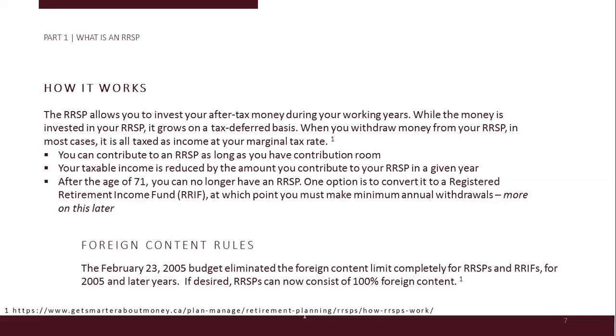Now, time for a fun fact. Did you know that there used to be restrictions about holding foreign content in your RRSP? That is, securities and funds in companies that are not Canadian. But the February 23rd, 2005 budget eliminated the foreign content limit completely for RRSPs and RIFs for 2005 and in the later years. If desired, RRSPs can now consist of 100% foreign content.